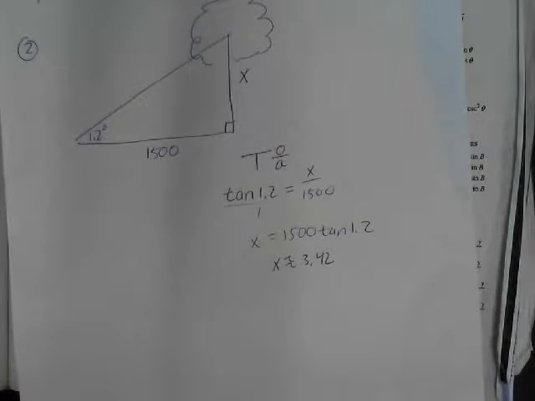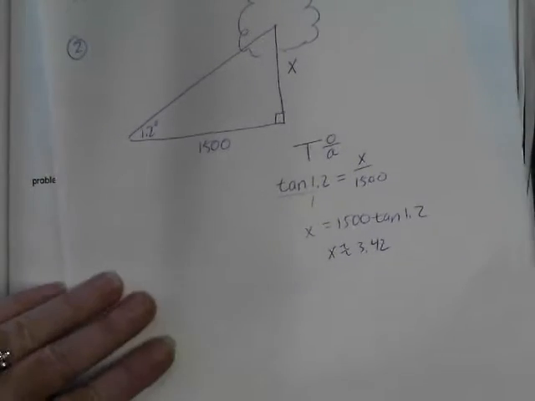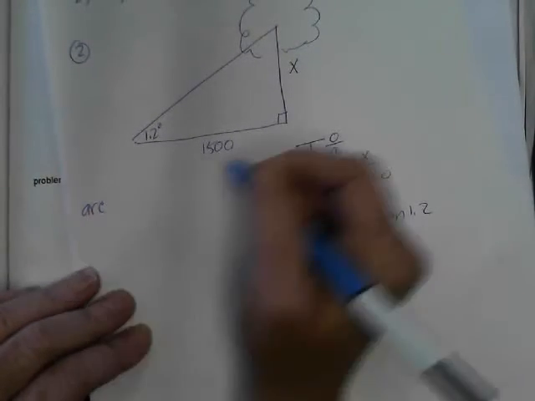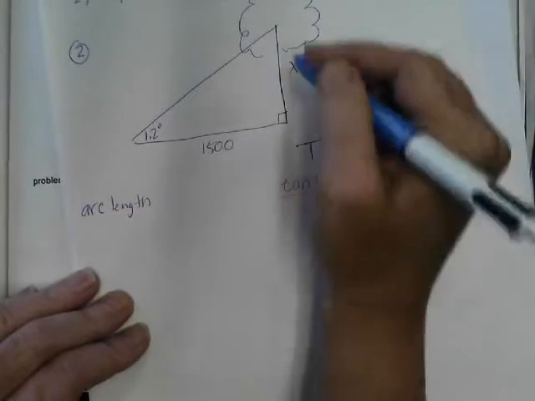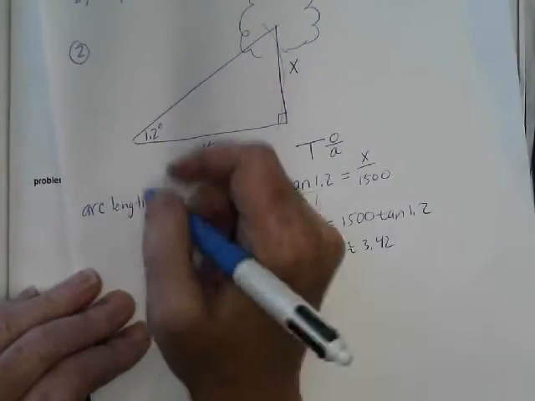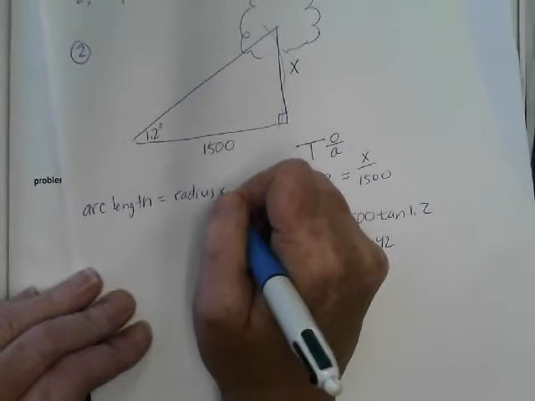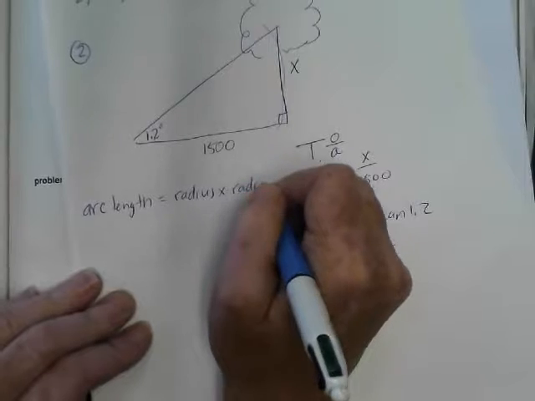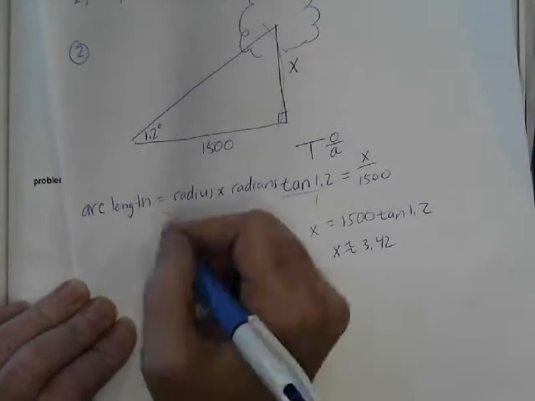Okay, so this is how I would do the problem, because I believe that there's a right angle here, and that enables me to use my SOHCAHTOA. But your book just taught you something new. Remember they taught you arc length? Does that look like an arc length? Not really. It's not very round, is it? Arc length equals radius times radians. So for some reason your book wants you to do it this way.